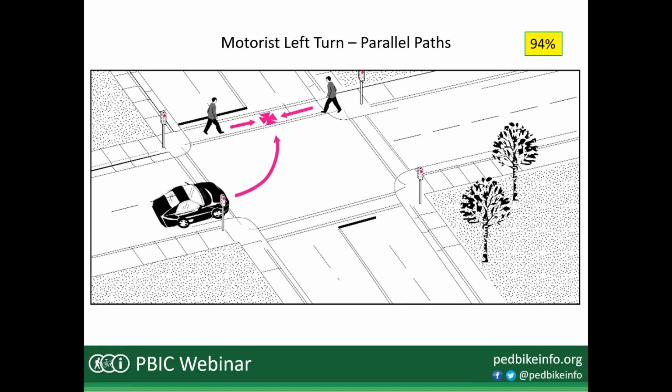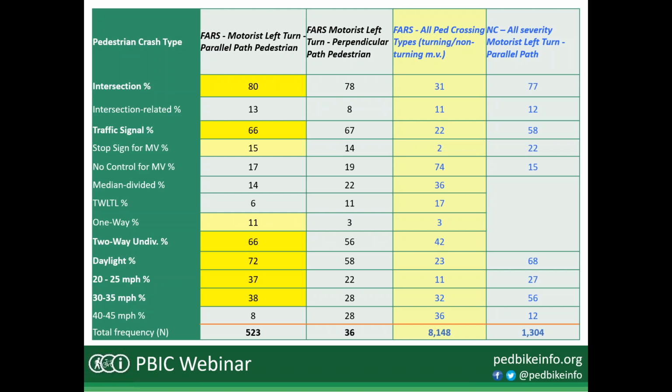So our primary focus today, though, is going to be this one, which is the motorist making a left turn across parallel path pedestrians. And again, they can be coming from the near side of the intersection or the far side of the intersection. And this accounts for about 94% of this type. So I explored using these data sources, a lot of different factors, to see what we can learn just from the variables that are available in crash data.